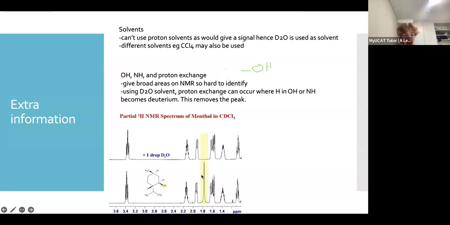So like this spike over here. Now, if you just added a couple of drops of D2O to it, that's going to cause an effect where this H over here gets switched out for deuterium, and therefore it's no longer going to give a signal on your NMR, and yeah, it's going to remove that spike. So that's just a phenomenon that OCR seem to care about.